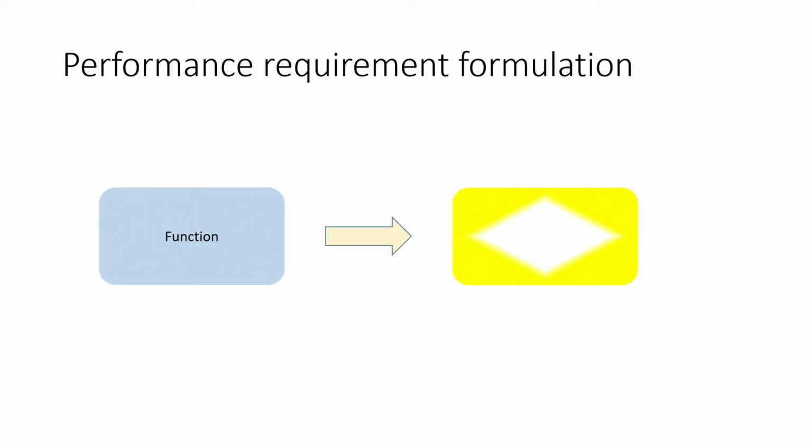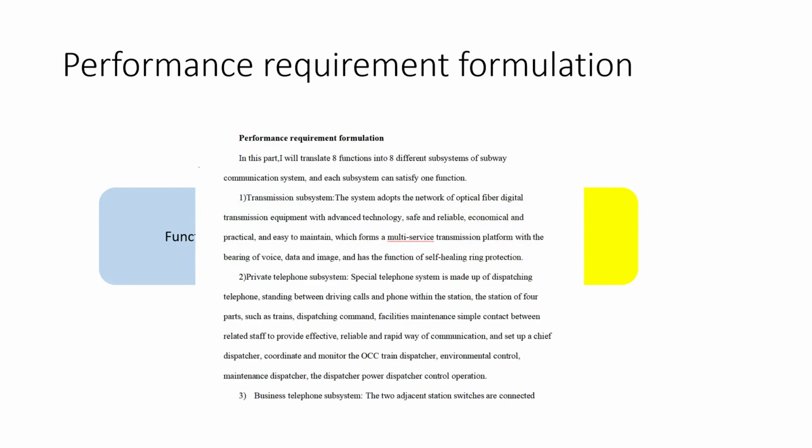And the next part is performance requirement formulation. In this part, I will translate 8 functions into 8 different subsystems of the subway communication system, and each subsystem can satisfy one function. So here I will take a private telephone subsystem as the example.